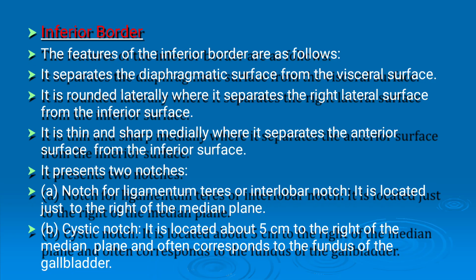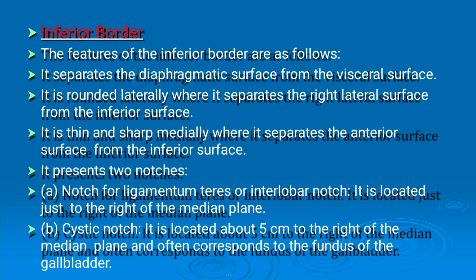Now we want to move and see the inferior border. We already discussed the surfaces, diaphragmatic and visceral. Now we want to discuss the inferior border. The features of the inferior border are as follows. It separates the diaphragmatic surface from the visceral surface. It is rounded laterally, where it separates the right lateral surface from the inferior surface. It is thin and sharp medially, where it separates the anterior surface from the inferior surface.